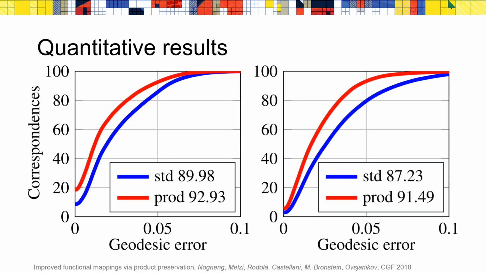Here we have some quantitative comparison between the transfer with the Fourier basis and the transfer obtained with the product. And as you can see, the product representation outperforms the standard representation.